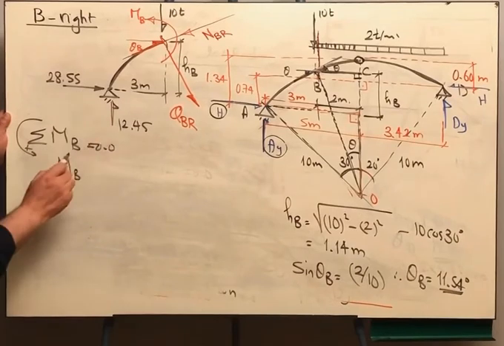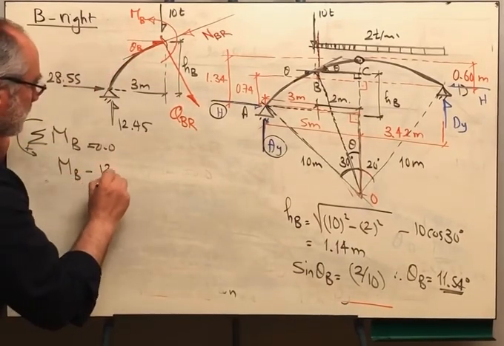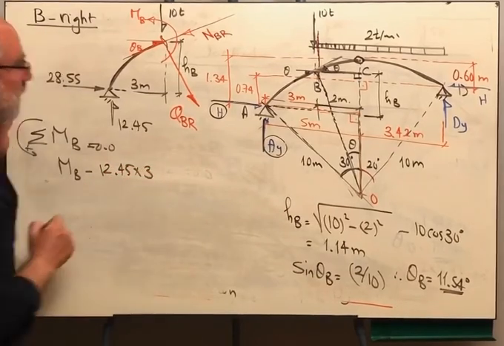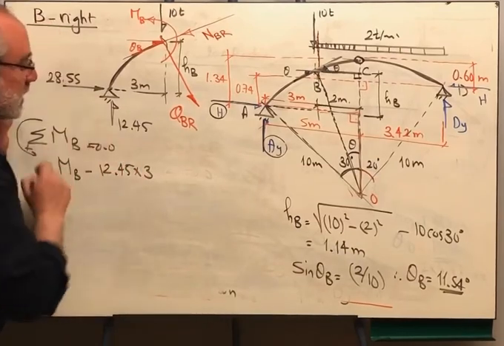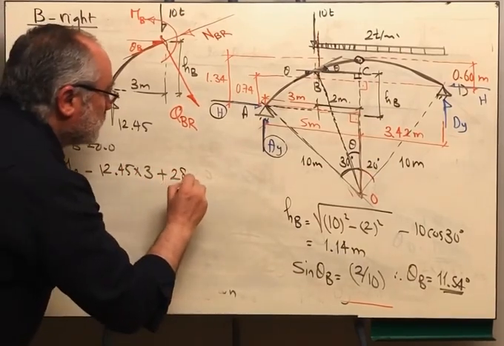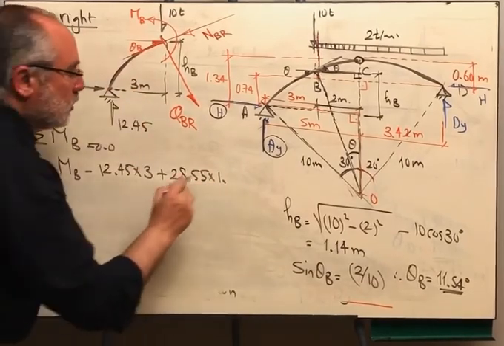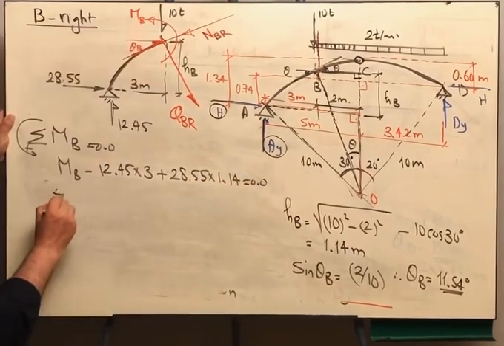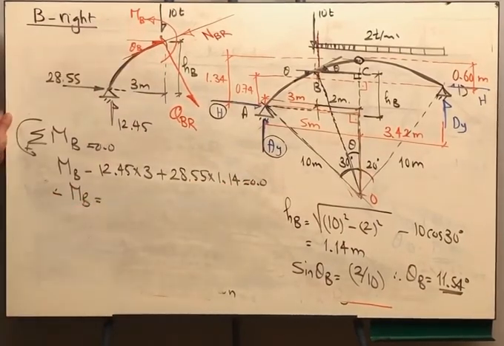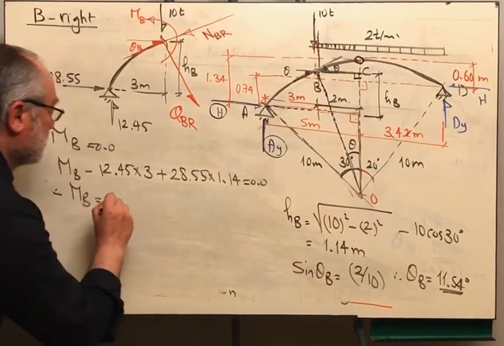We have 12.45 rotating in the opposite direction, minus 12.45 by 3. And the 28.55, this is rotating in the positive direction, multiplied by the height HB, which was 1.14, is equal to 0. From there, the value of MB we can get, and it will be 5 meter ton.